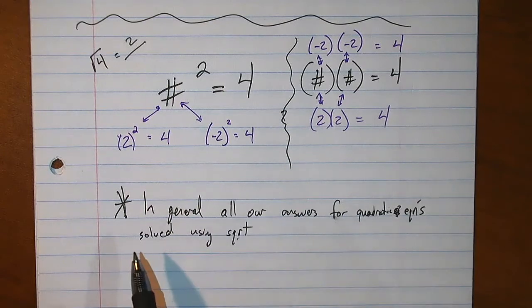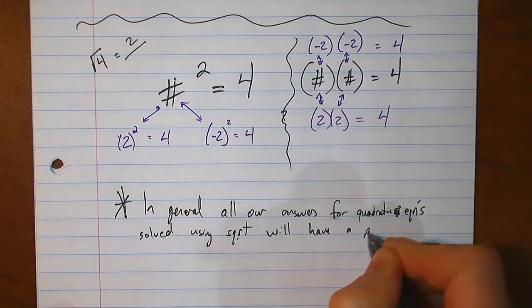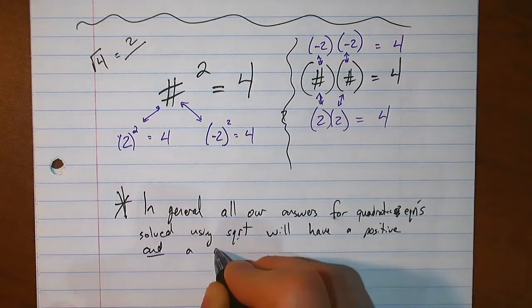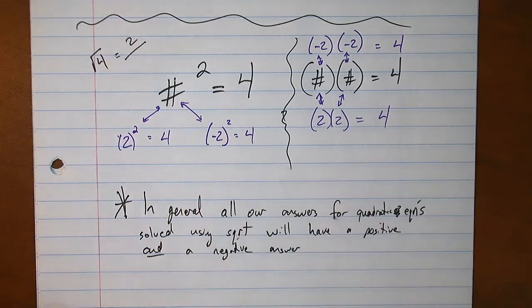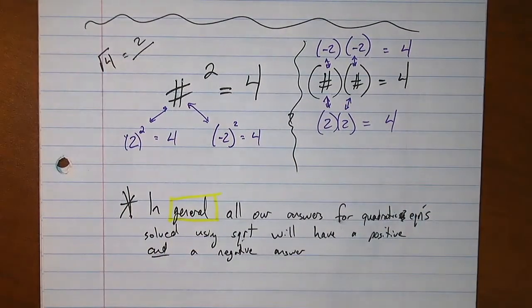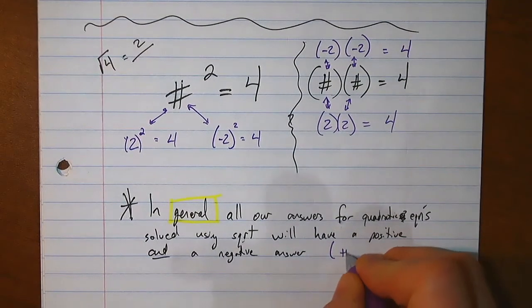In general, all of our answers for quadratic equations that are solved using square roots will have a positive and a negative answer. Okay, AKA they're going to all have 2 answers. Now, I'm saying in general, because this is generally the case, but there will be a couple of exceptions. Okay, there are some exceptions, and we'll talk about that at the end of this video.